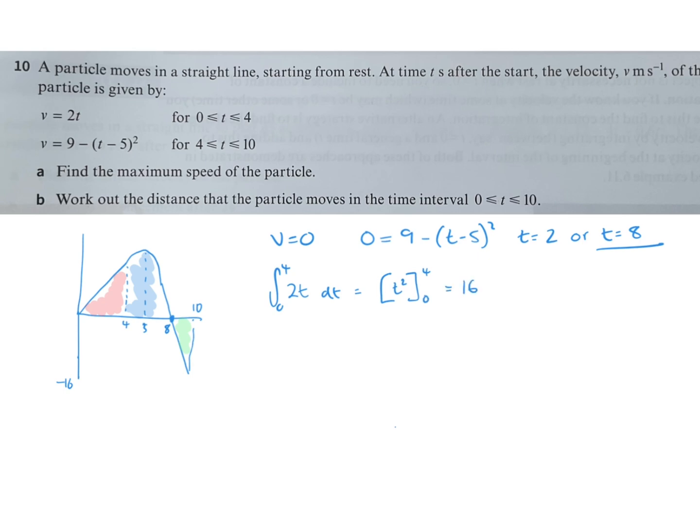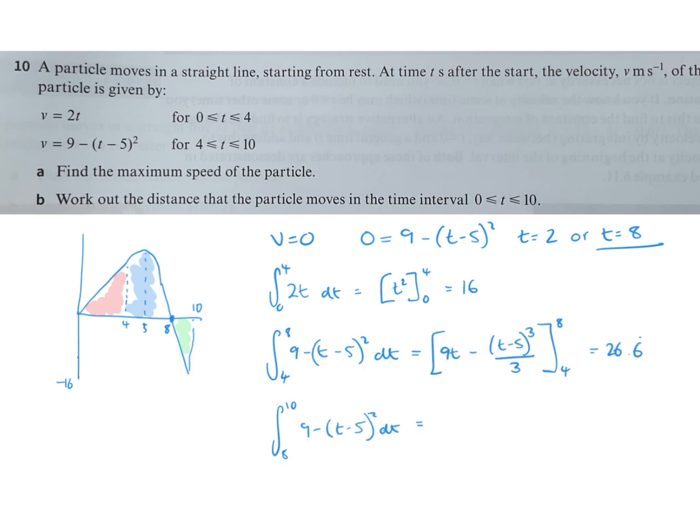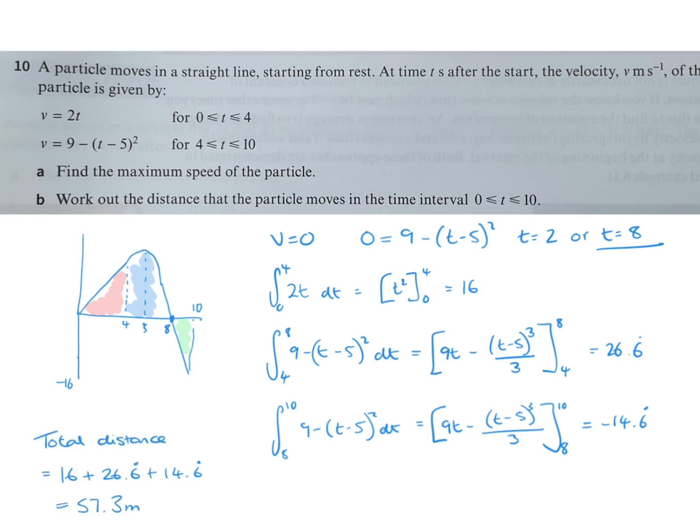Next, I'm going to integrate my 9 minus (t minus 5) squared between 4 and 8. This gives us 26.6 recurring. Next, I'm going to integrate the same function between 8 and 10. This gives me negative 14.6 recurring. For my final answer, I'm going to add the magnitude of these values.